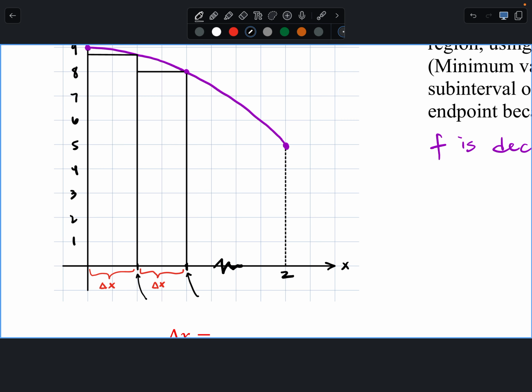So remember, lower sum, right? This is the lower sum, is adding up the areas of n number of inscribed rectangles. Okay, so each of those products represents the area of an inscribed rectangle. So we can fill in these blanks with what we got for the first rectangle and the second rectangle. So f of 2 over n times 2 over n, and then f of 4 over n times 2 over n.